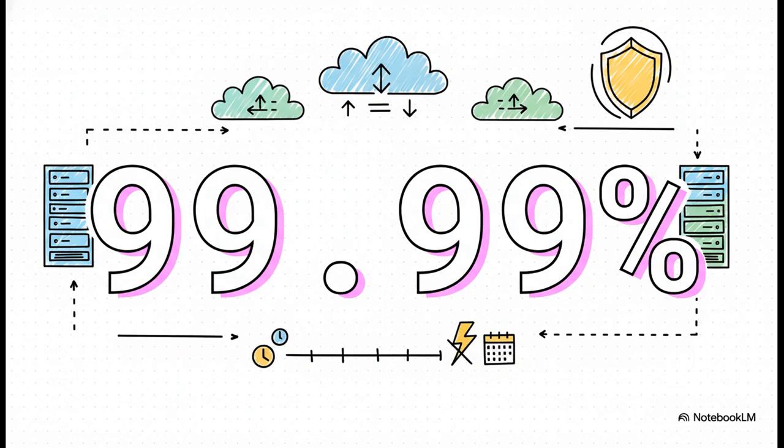And what's the payoff for going with that much more robust setup? Well, here it is. By spreading your VMs across at least 2 of those availability zones, Microsoft gives you a service-level agreement, an SLA, that guarantees 99.99% uptime. So what does that actually mean? It means you're looking at less than an hour of potential downtime per year. That is the gold standard for high availability in a single region.